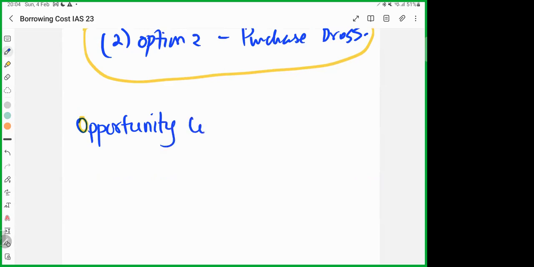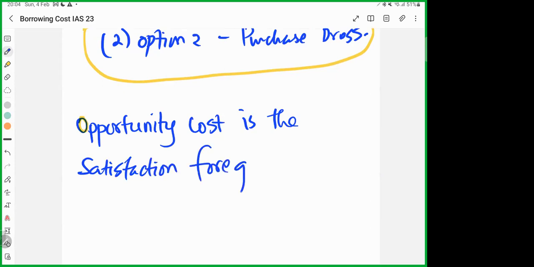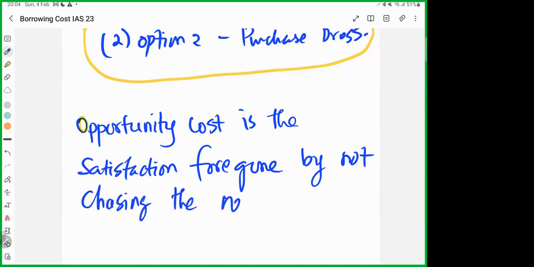Opportunity cost is the satisfaction foregone by not choosing the next best alternative. Next best alternative. Is that clear? Yes, clear.